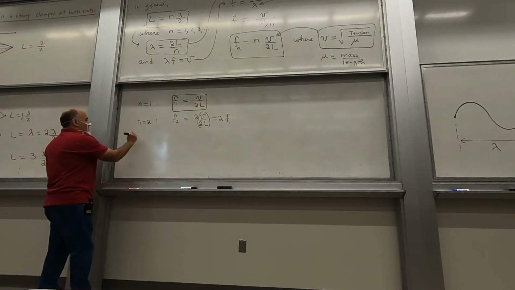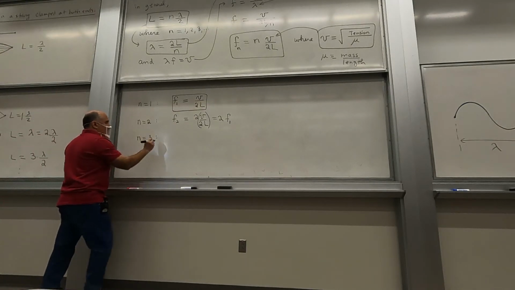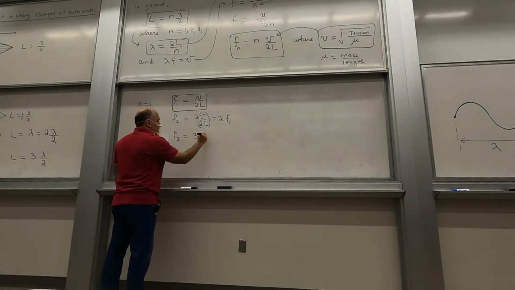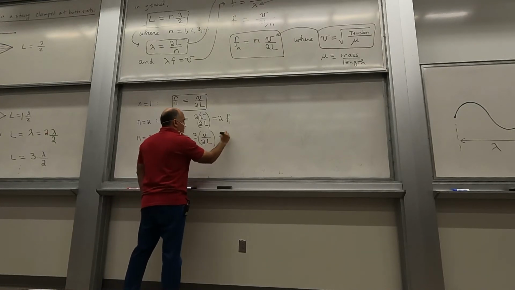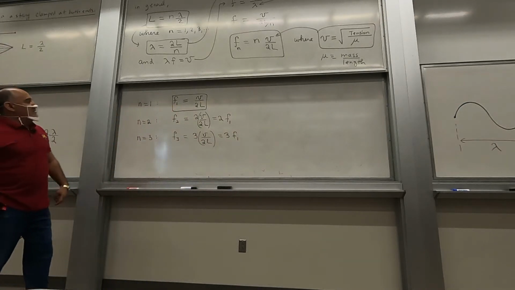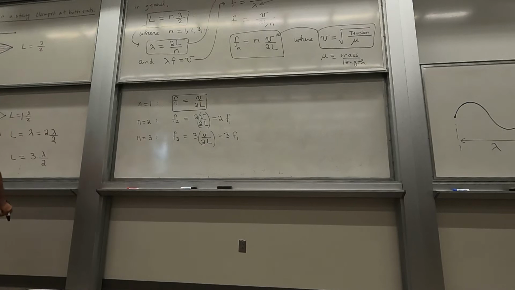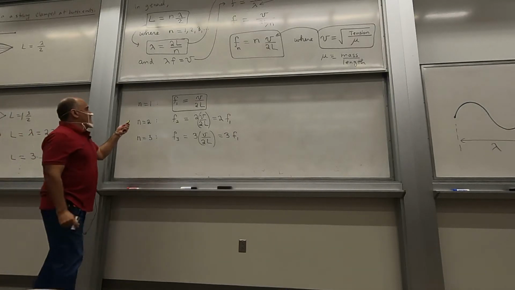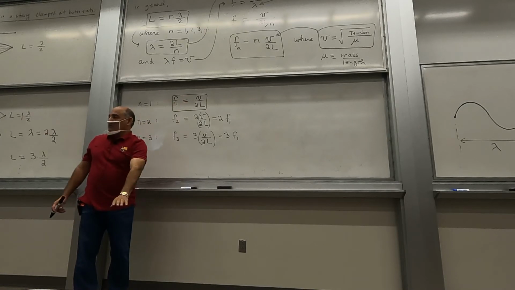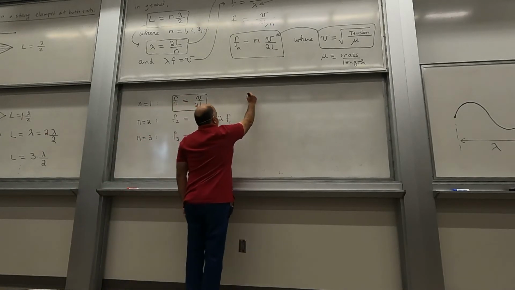Right? If I say N equals 3, then the third frequency here will be 3 times V over 2L. But V over 2L is F1, so this is 3 times F1. So notice that if you just have one loop over here, this string vibrates with only one loop like that, then that corresponds to the case when the frequency is the lowest. So the lowest frequency is called the fundamental frequency.